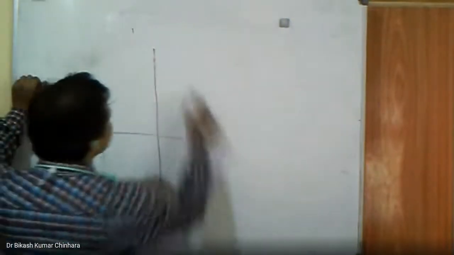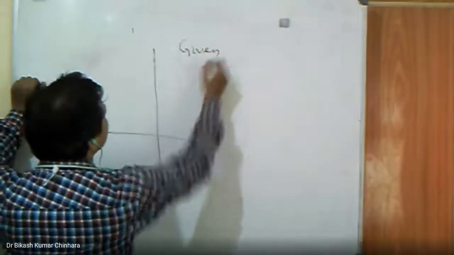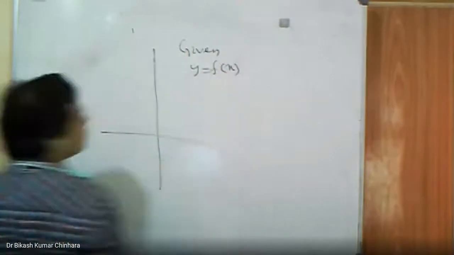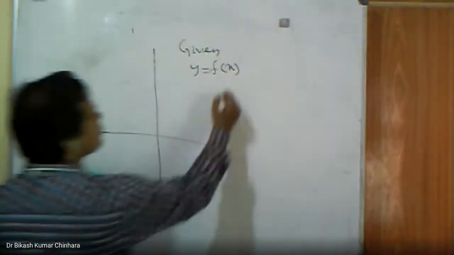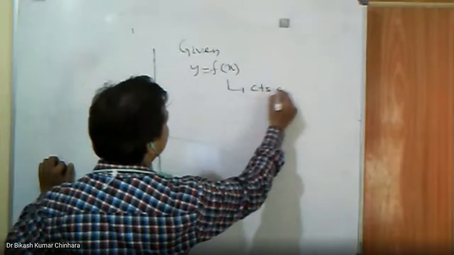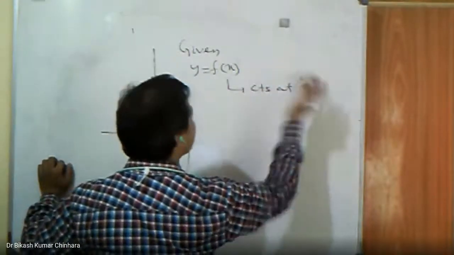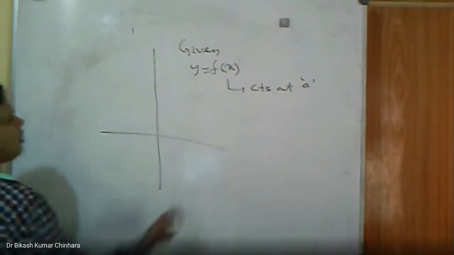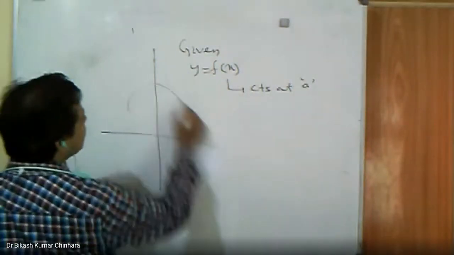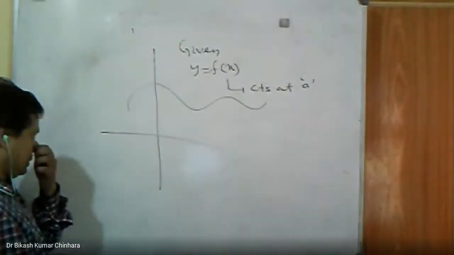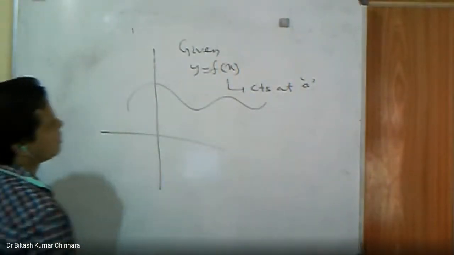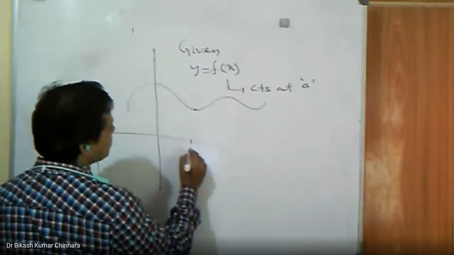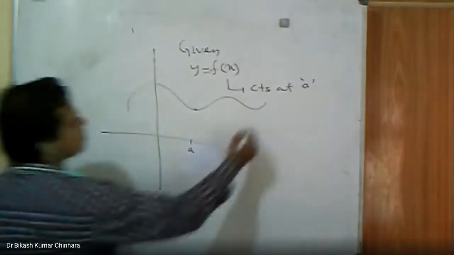So what is given? Given y is equal to f of x. And suppose it is continuous at a point A. Continuous means you are plotting like this. Suppose the point A is here. So this is your F.